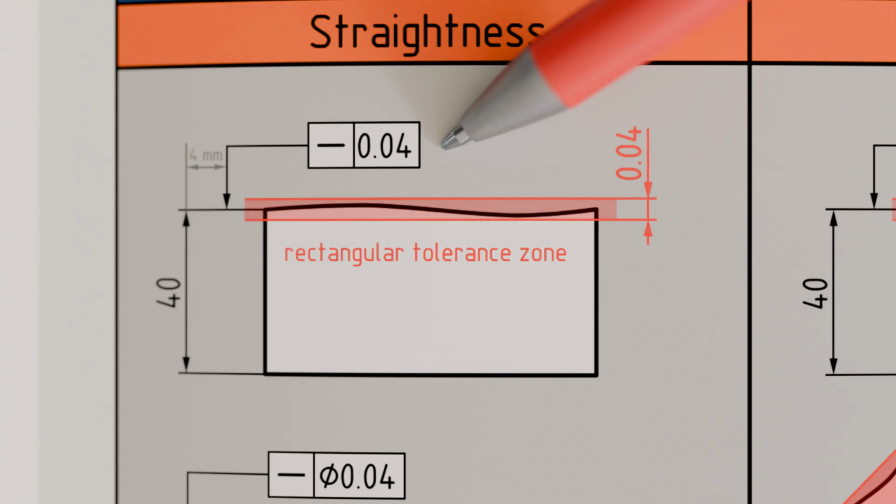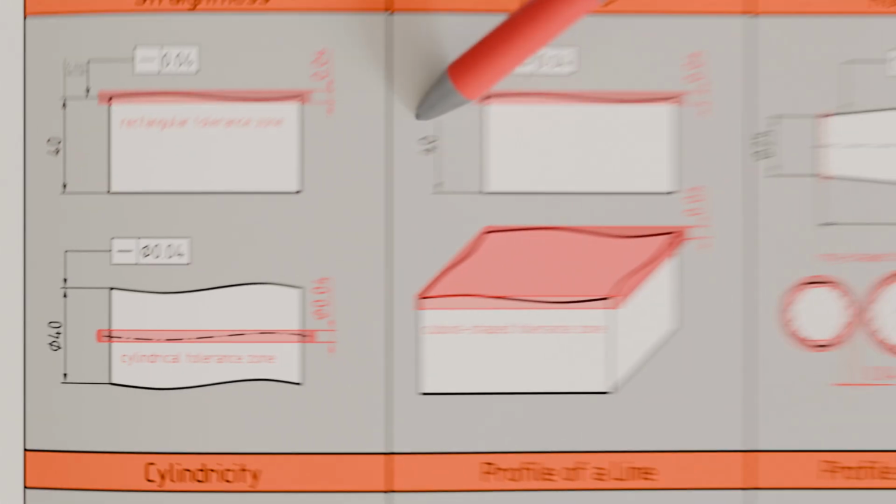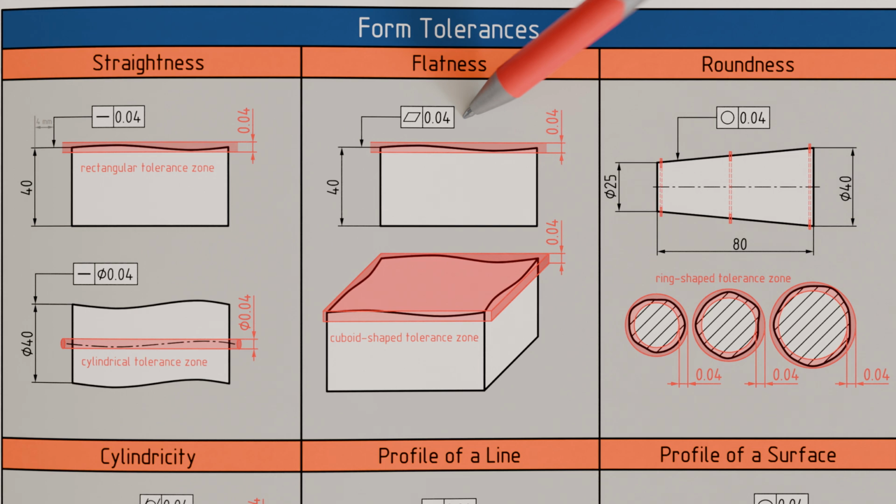If straightness is applied to a derived geometric feature, such as a centerline, the leader arrowhead is placed in extension of the dimension line. A diameter symbol before the tolerance value indicates that the form tolerance zone is cylindrical, and the centerline must lie within a cylinder whose diameter corresponds to the form tolerance value. In this case, the tolerance zone is cylindrical. For flatness, the tolerated surface must lie between two parallel planes whose distance corresponds to the form tolerance value.